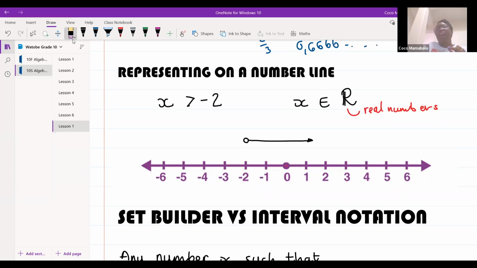The reason why I don't color in my dot is because -2 is not included. So if I have a sign for greater than, when we're talking about real numbers, I draw an open dot. If I have a sign that says greater than or equal to, I'm going to draw a dot and then color it in. So an open dot is just for greater than. A closed dot is for greater than or equal to. Remember that this line over here means equal to.